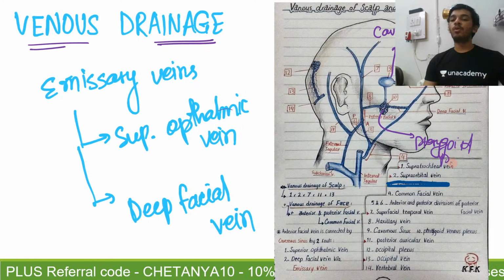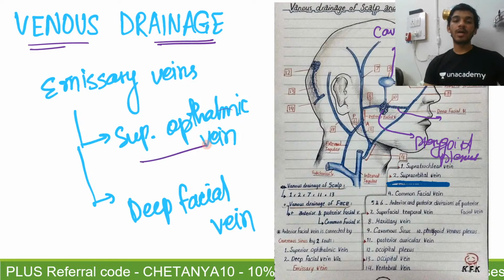Because the pterygoid plexus gives a vein here, which is known as the deep facial vein. And which vein is this? Going through the eye, this is obviously the ophthalmic vein. Ophthalmic is superior ophthalmic vein, right? And both of these are emissary veins. Now, what is an emissary vein? An emissary vein is a vein which can carry an infection from an extracranial space to an intracranial space.